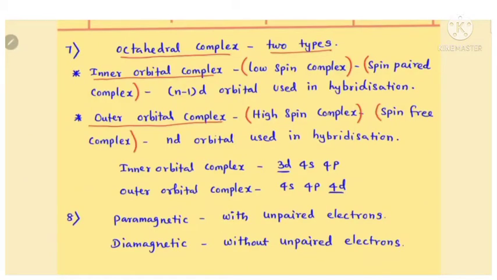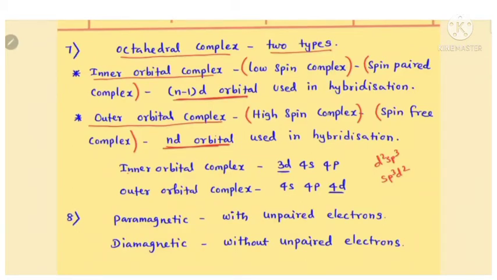So what is the difference between inner and outer orbital complex? Generally, octahedral complexes undergo either d2sp3 hybridization or sp3d2 hybridization, isn't it? Right. Suppose if (n-1)d orbitals take part in hybridization, then it is called an inner orbital complex. If the d orbital which participates in hybridization is nd, if nd orbitals undergo hybridization, then it is an outer orbital complex. Okay, so I have given an example.